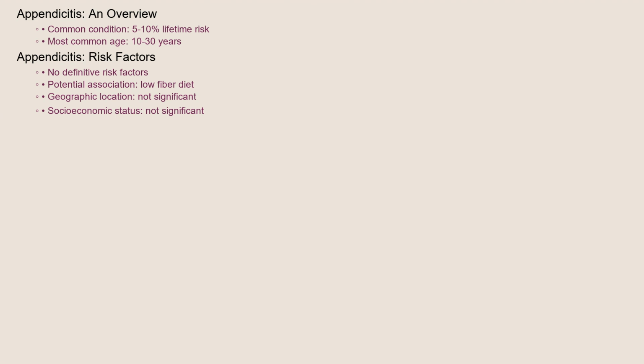Appendicitis is a fairly common condition. It affects about 5% to 10% of the population at some point in their lives. While it can occur at any age, it is most common in adolescents and young adults, typically between the ages of 10 and 30. There are no specific risk factors that definitively predict who will get appendicitis, but a diet low in fiber may potentially increase the risk. Geographic location and socioeconomic status don't appear to be significant factors.